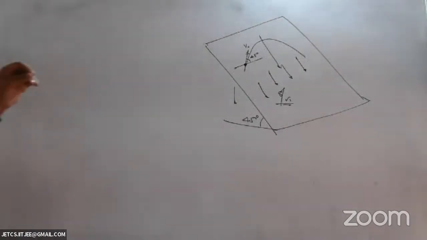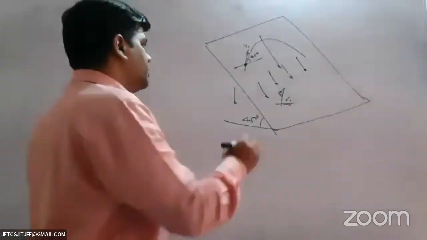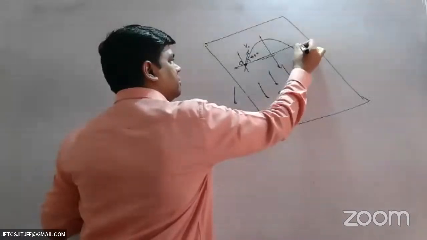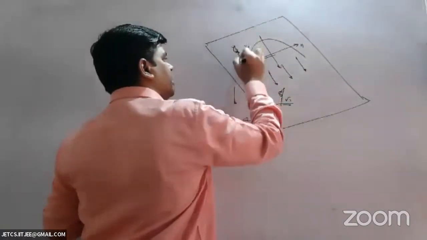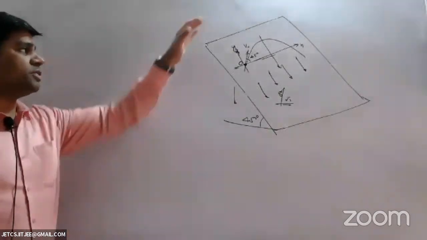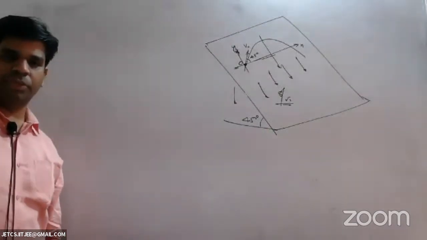So I'm required to find the equation of the trajectory of this particle, presuming this is the origin. This is the x-axis, this is the y-axis, and the point of launch of the particle is the origin. So I have to find the equation of this trajectory. So how do I do it?